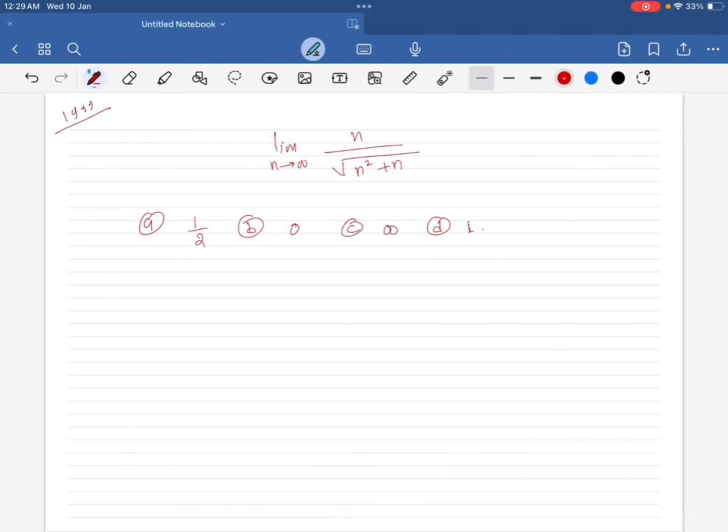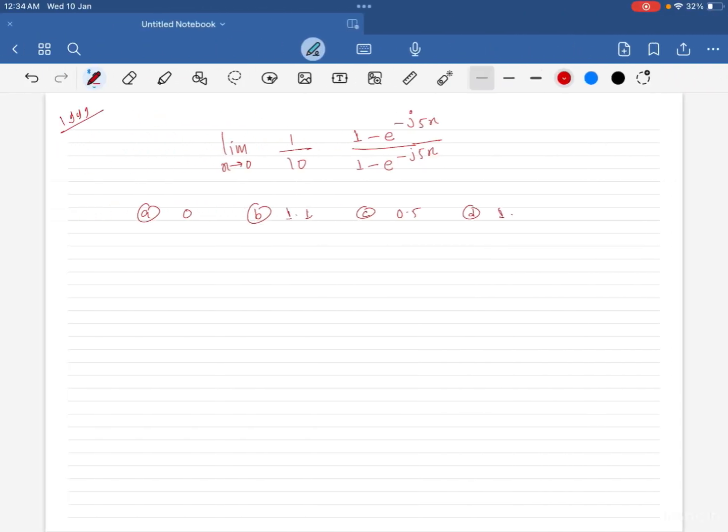So how can you solve this limit? What you can do is take n square common from the denominator, that will be n, and here you will have 1 plus 1 divided by n, right? This n will get cancelled. Now if you put limit n tends to infinity, this is going to be 0, so overall you will get 1.